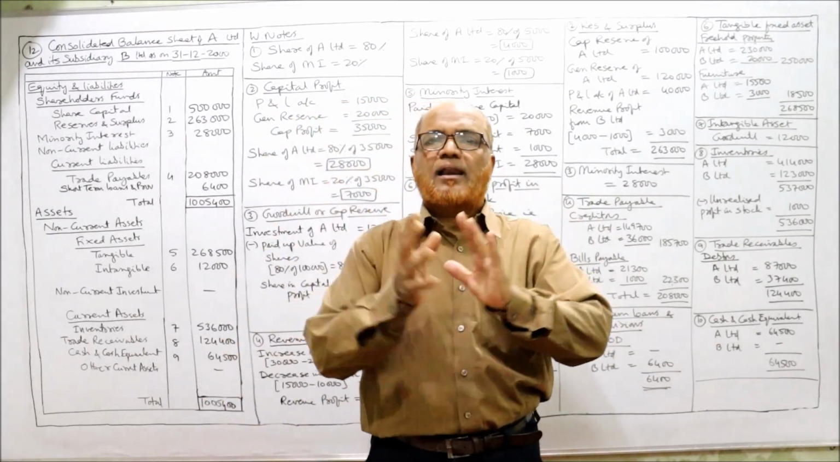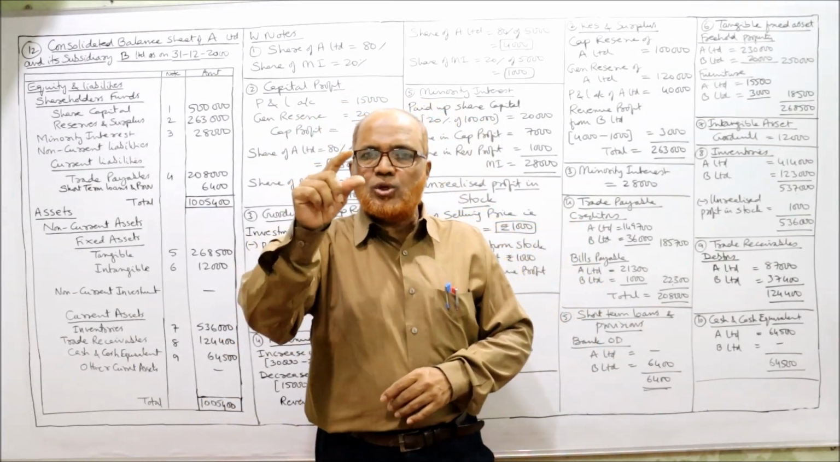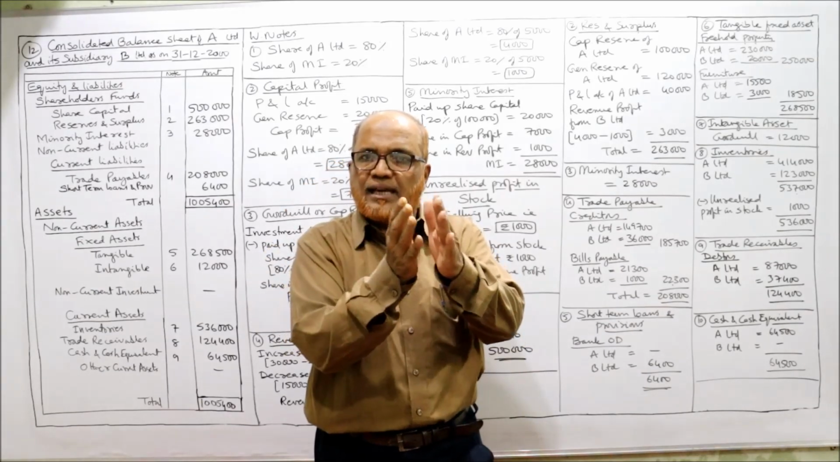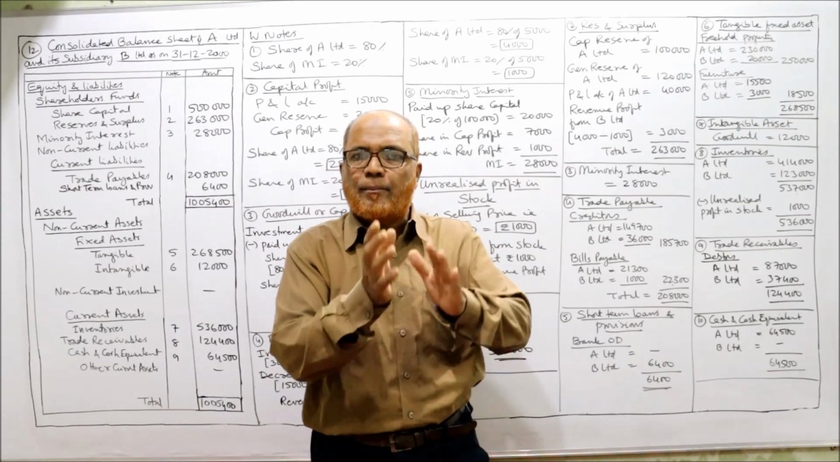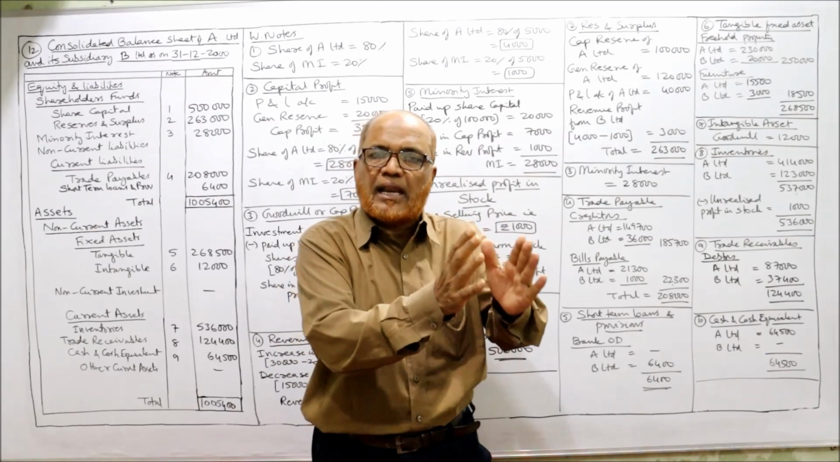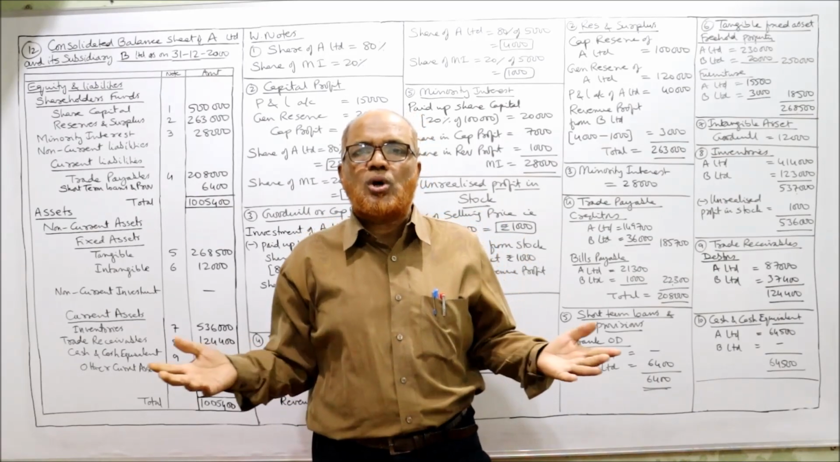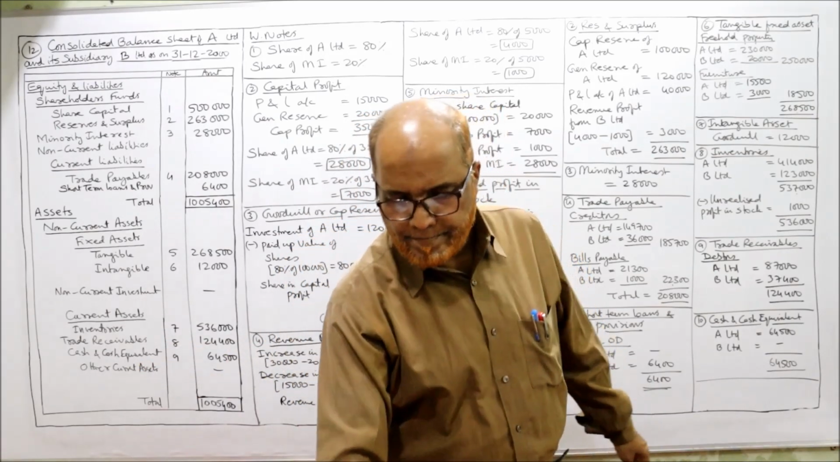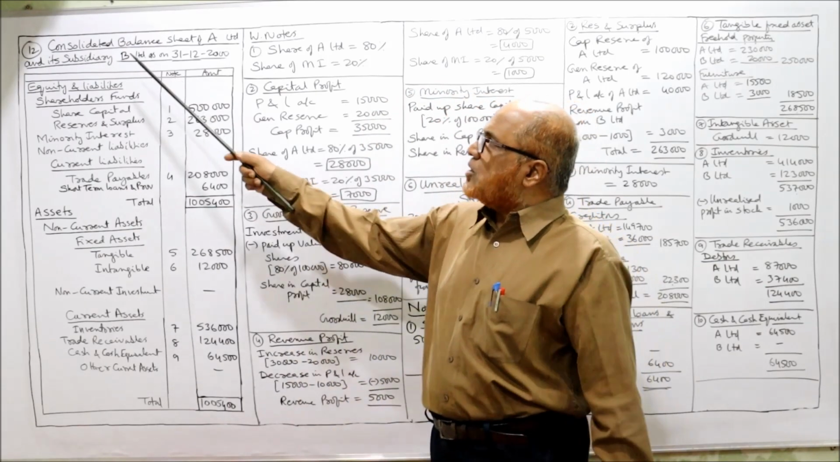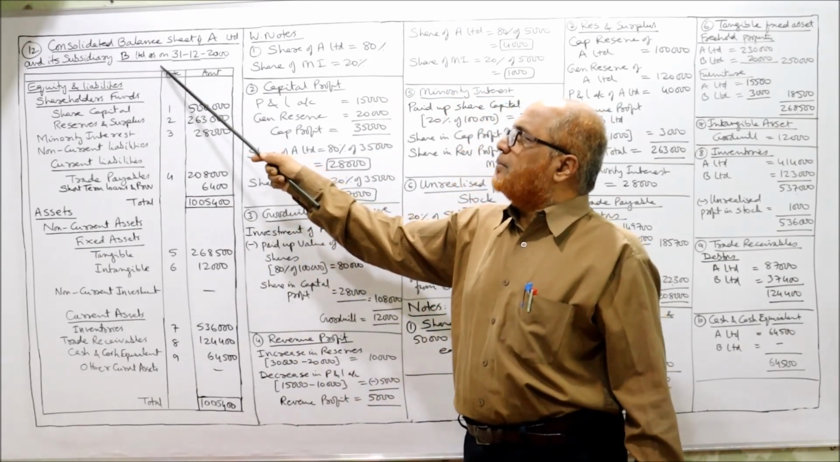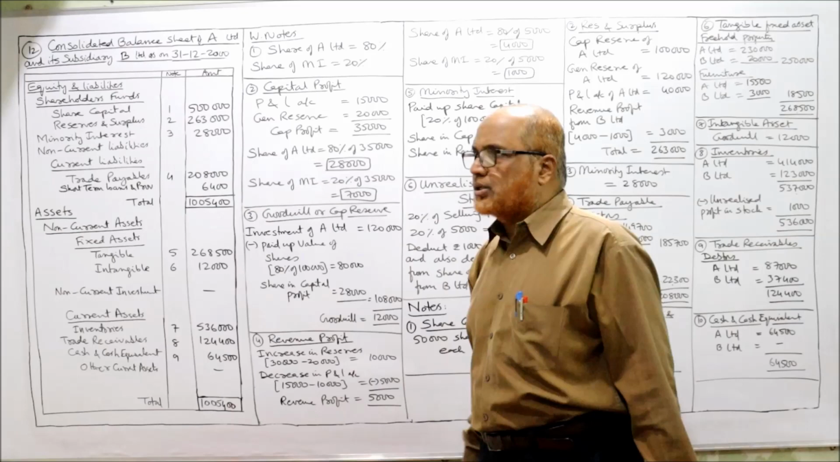First of all, we have to calculate the capital profit. Once you get the capital profit, we can easily calculate the goodwill or capital reserve, minority interest. Then we have to calculate the unrealized profit in stock. That's all. Now, see here. Consolidated balance sheet of A Limited and subsidiary B Limited as on 31st December 2000.